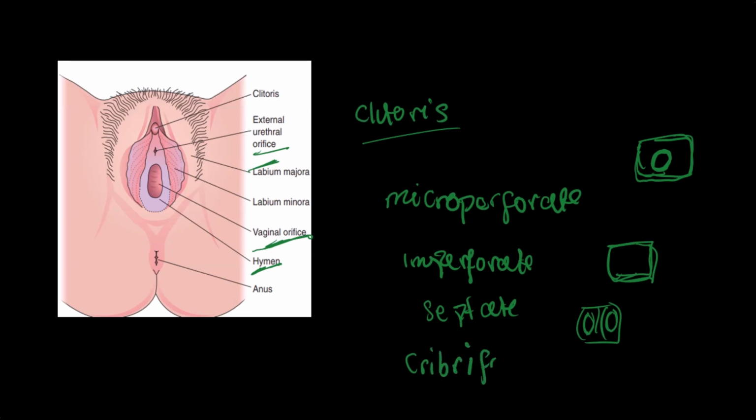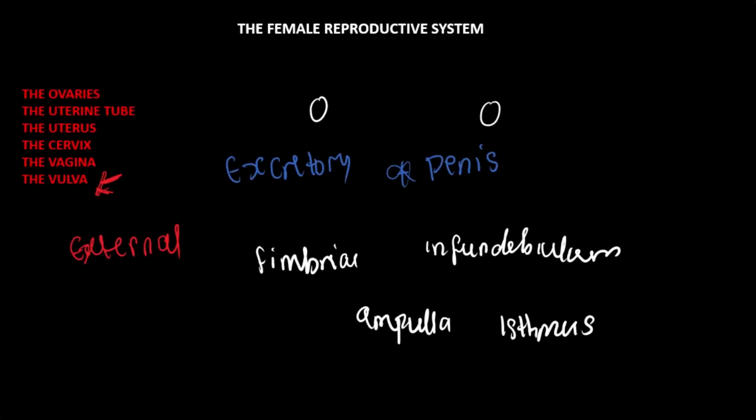And we could also have the cribriform hymen, where we have several little holes in the hymen for the exit of menstrual flow. Okay, now the vulva is the last structure we'll be considering, and this is just a general overview of the female reproductive system.